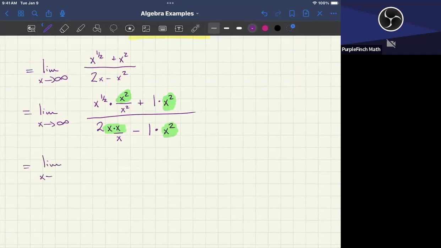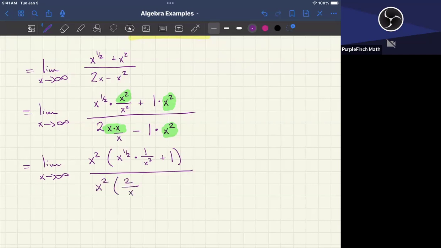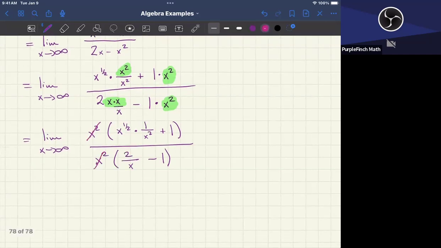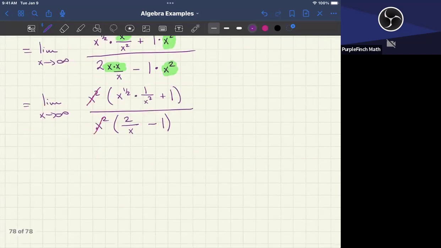Limit as x goes to infinity. We're going to factor out that x squared. We're going to have x to the 1/2 times 1 over x squared, plus our 1 survives in our numerator. And in our denominator, we are pulling out the x squared. We are left with a 2 divided by x minus 1. All right, so now our x squareds are going to cancel out. We're going to rewrite things just a little bit.